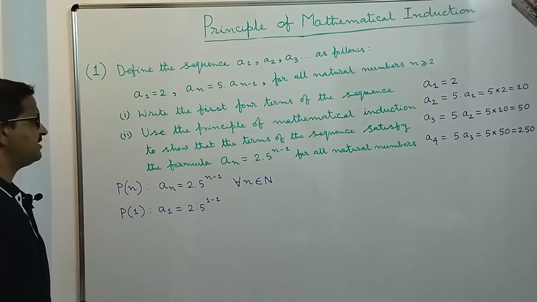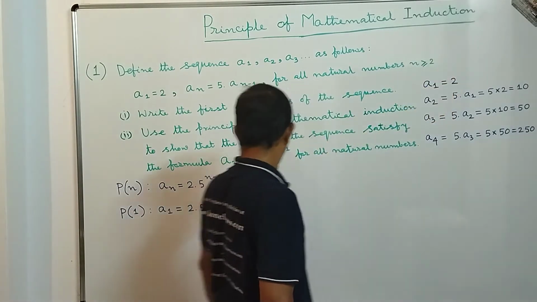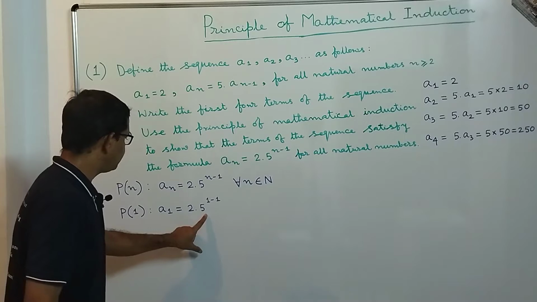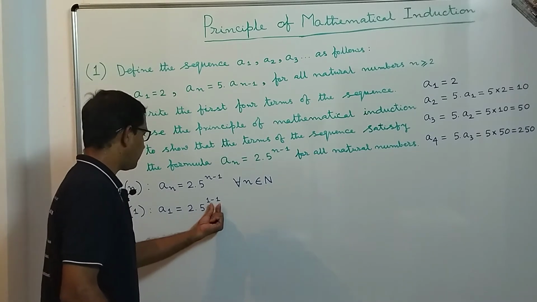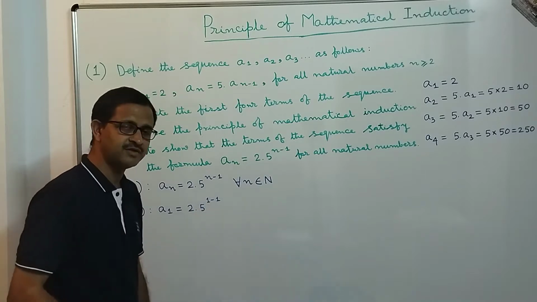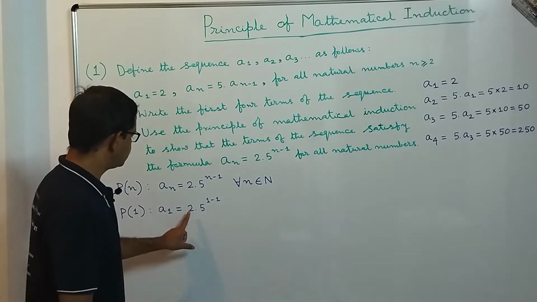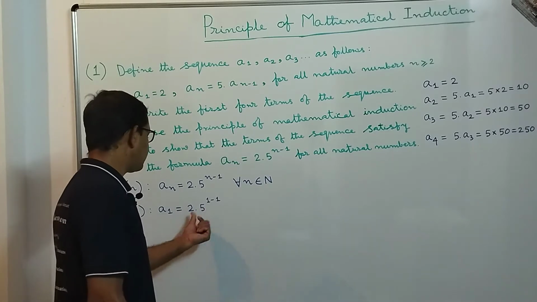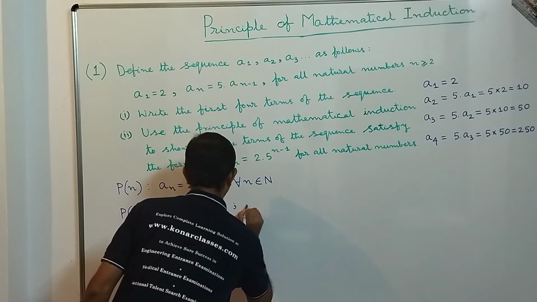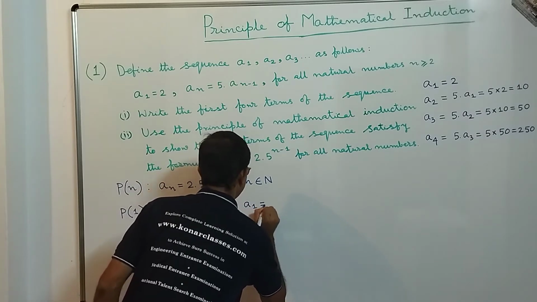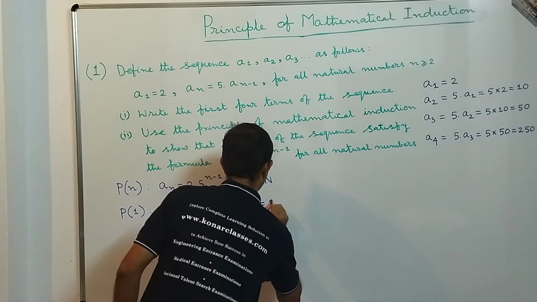Now let's see what A1 is. A1 we got 2, correct? Now 2 into 5 to the power 1 minus 1 means what, dear students? 5 to the power 0. So 2 into 5 to the power 0. 5 to the power 0 is 1, anything to the power 0 is 1. So 2 into 5 to the power 0 is equal to 2 into 1, so we get 2. So we get A1, according to the definition of this sequence, A1 is equal to 2.